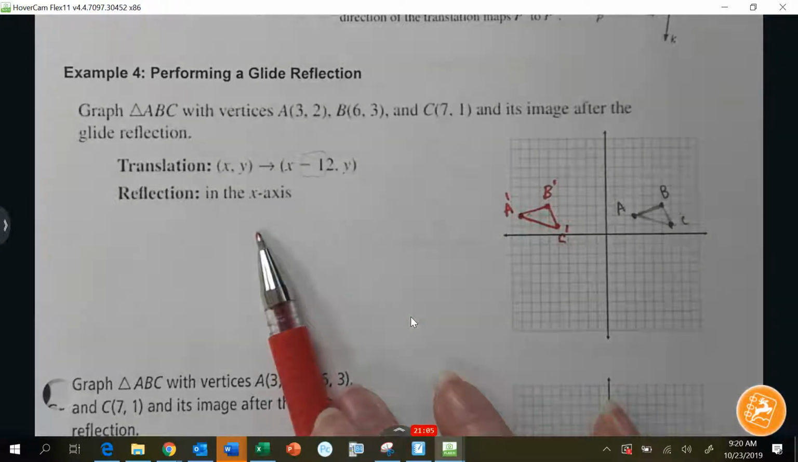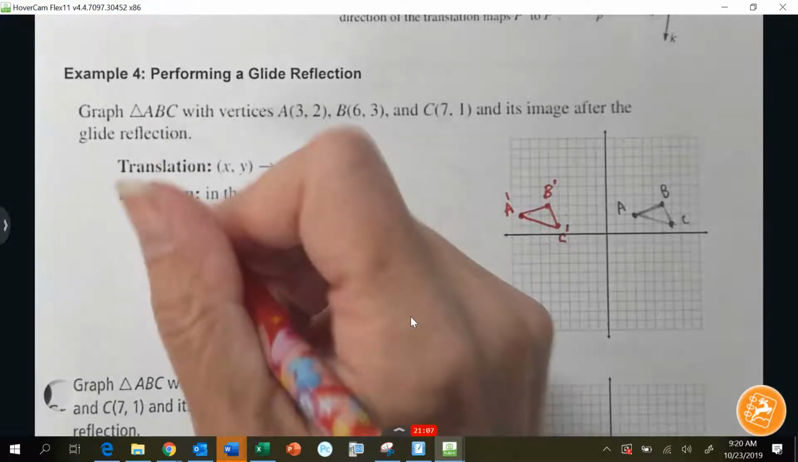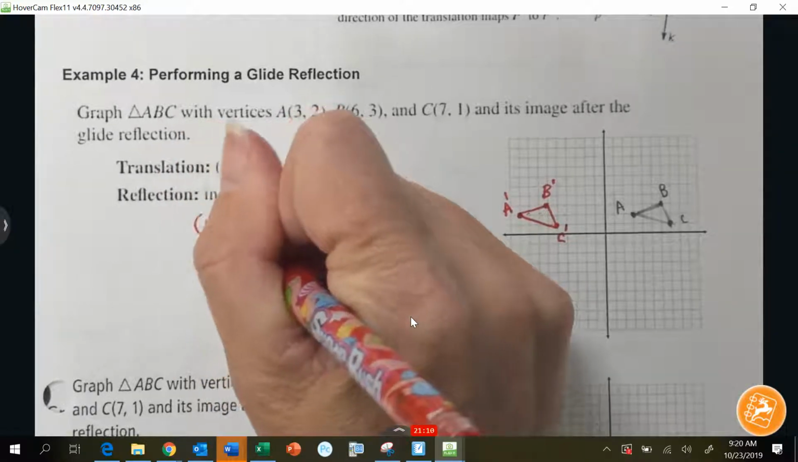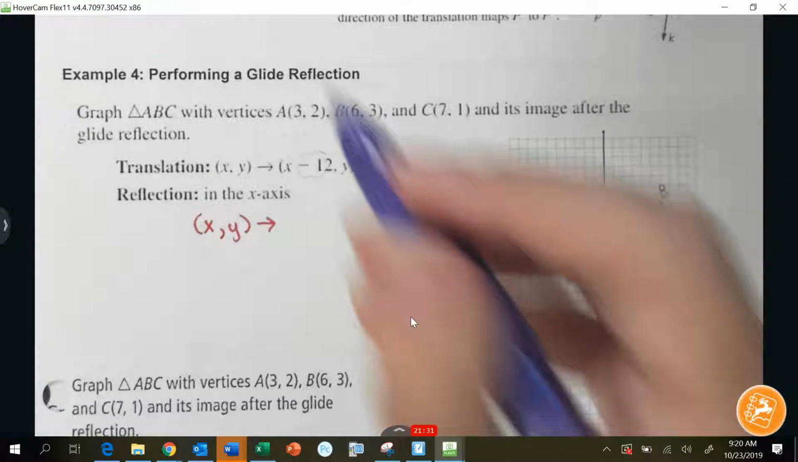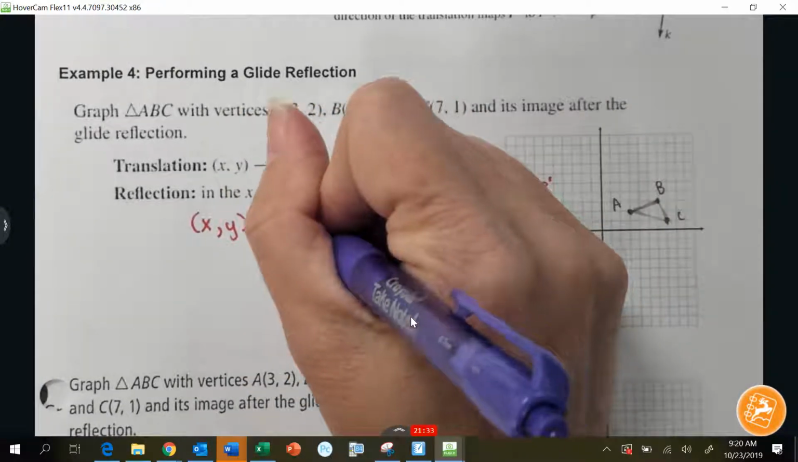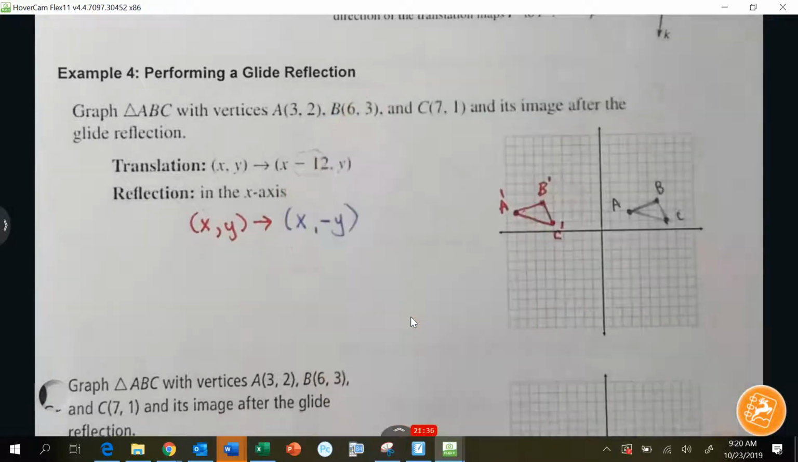Okay, and now we're going to do reflection in the X-axis. If you need your chart, for now that's fine, but eventually you have to figure it out without the chart. If I have something above or below the X-axis and I reflect in the X-axis, what part is changing? It's the Y's that are changing. So if I have X, Y, I'm now going to have X, negative Y.